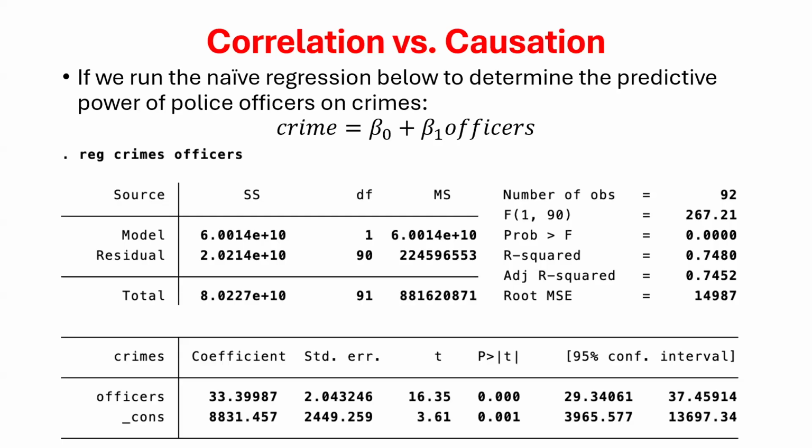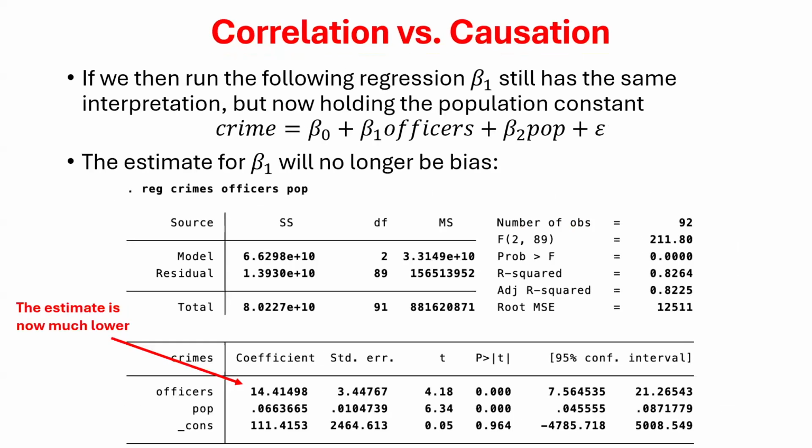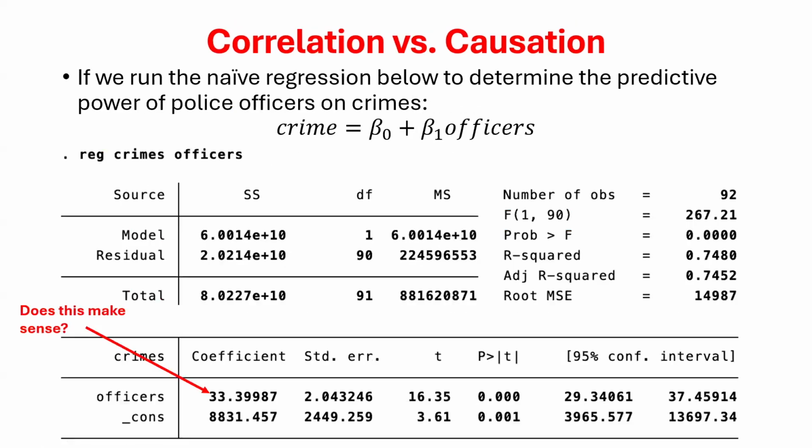Here we said population likely impacts the number of police officers in the county and impacts the number of crimes. We just have more people, so we're going to have more police officers being hired, and we're going to have more crimes. So once we control for population, notice what has happened to that coefficient. It's still positive, but what's happened to the size?